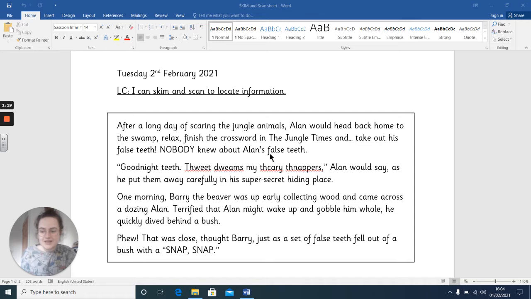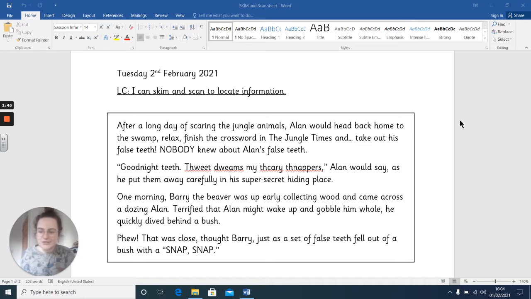We are going to find the answers by finding evidence from the text. So we're going to find a particular sentence that's going to help us find the answer to the question. We're going to read that sentence and that's going to help us answer the question. So the first thing I'm going to do for you is read this extract of the text of the story Alan's Big Scary Teeth for you. All of the answers to today's questions are in this little bit of the text.